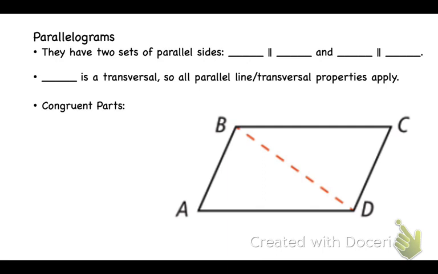Shaylee, give me one set of parallel sides. CD. Okay, so he helped you out with CD. What would be parallel to CD, Shaylee? Okay, and I'm going to put AB for a reason here, you'll see. Okay, so that is one set of parallel sides.